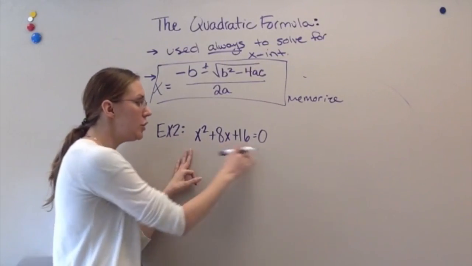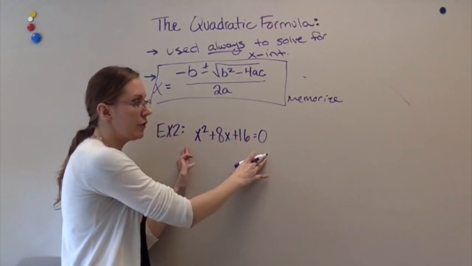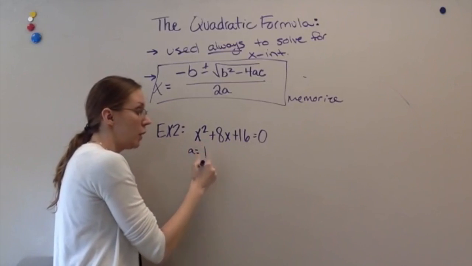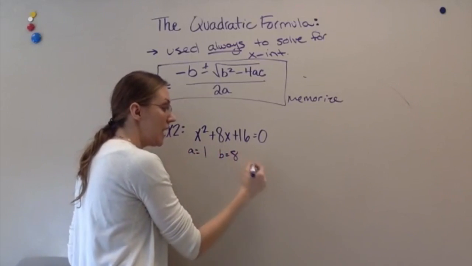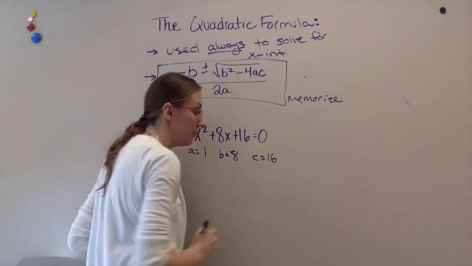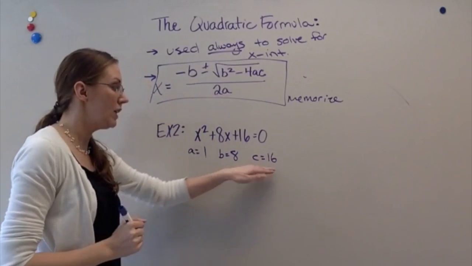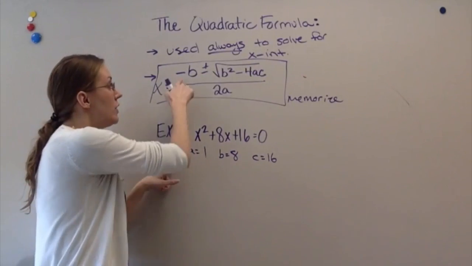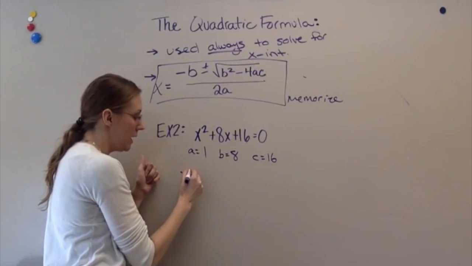So, using this, it is already in standard form. So I'm going to go to my step 2, which is to outline my A, which is 1, my B, which is 8, and my C, which is 16. Okay? Once I've done that, I'm going to plug them into here and then solve using algebra. So, negative B, I have an 8. I'm going to make it negative 8.